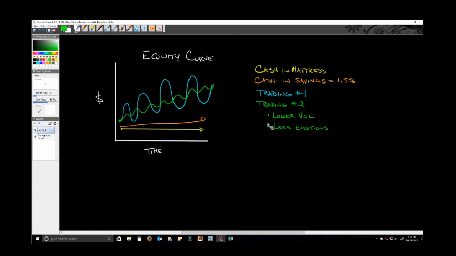So what I want to do today is talk about how can I become the green line? That's our question. How can I become the green line? What can I do to make my outcome, my portfolio value, more likely to be the green line? Okay.